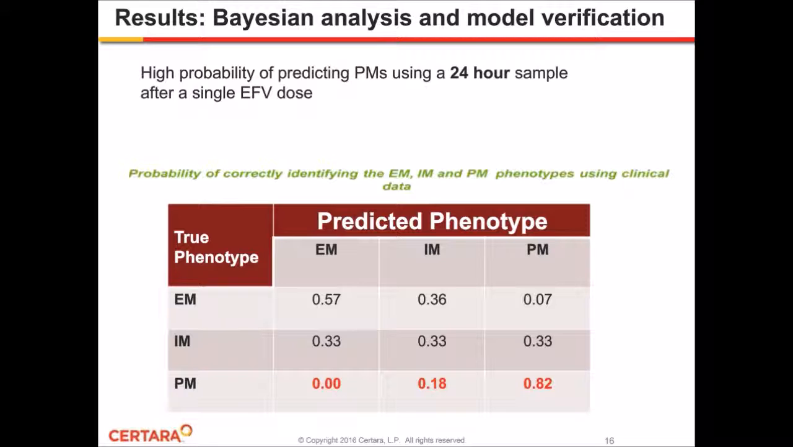Then we went on to model verification. So on the table below, you'll see that we have true phenotype. True phenotype refers to the actual clinically diagnosed or measured phenotype. So these are the clinical data. Predicted phenotype would be that predicted using the model, the Bayesian model. And as you see, if you have a poor metabolizer, a true poor metabolizer, there's an 82% chance that the model would in fact predict that it's a poor metabolizer.